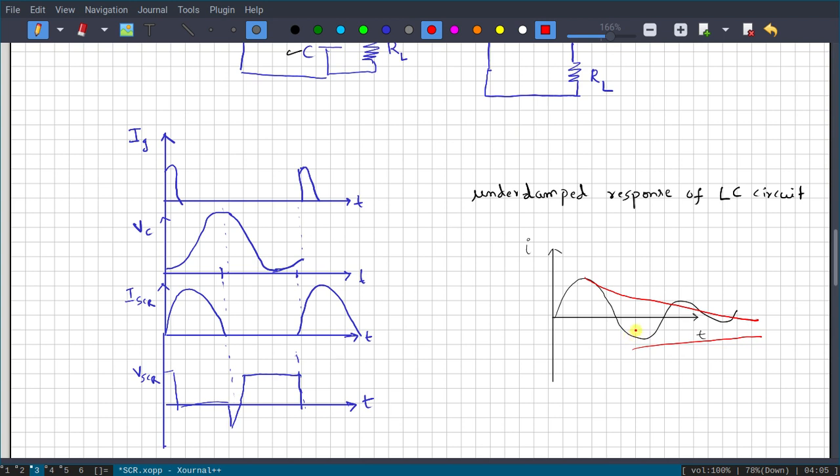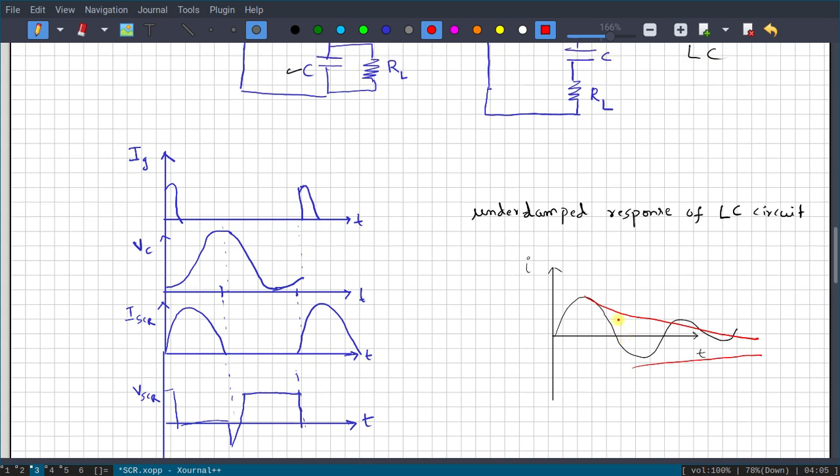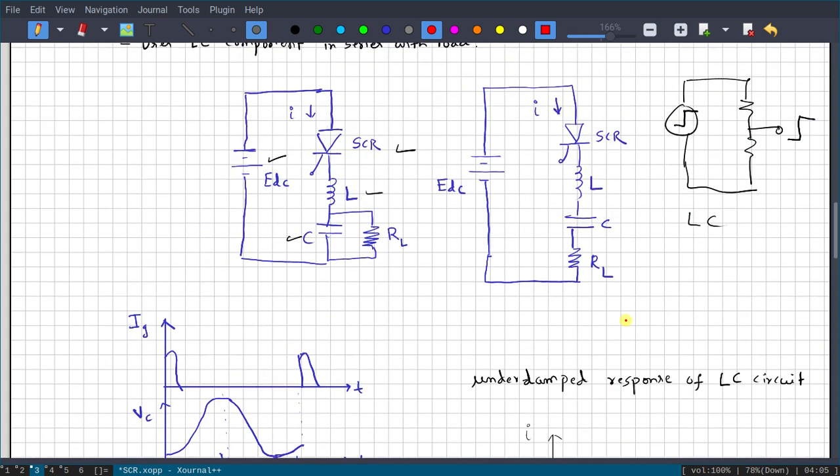Okay. So the technique we are going to use is this: in an underdamped response, we can see the voltage is swinging between positive and negative. So high and low, you have both directions here. In AC we can easily achieve this positive and negative, and we can turn off the SCR very easily.